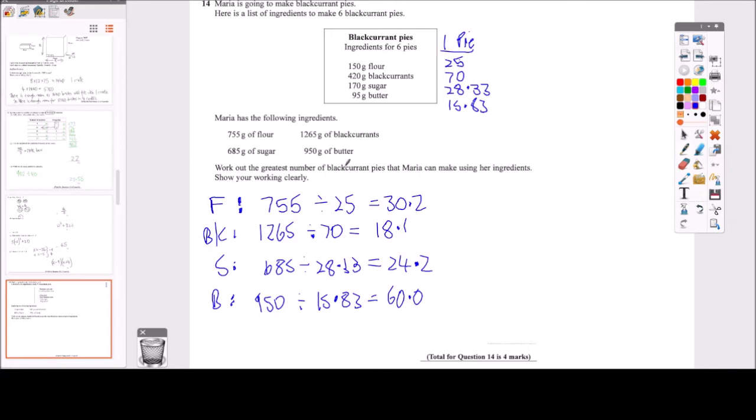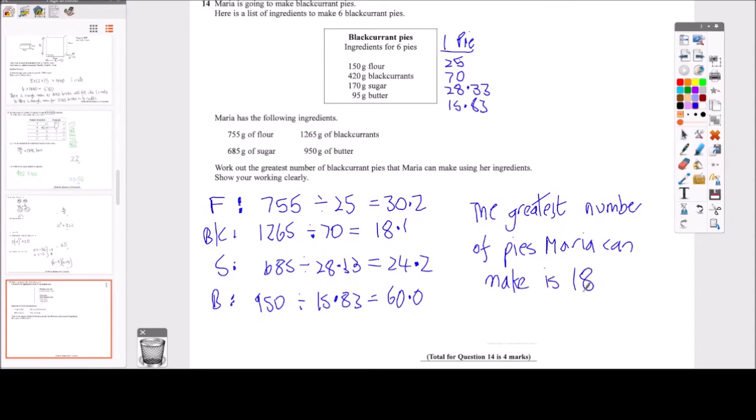So what's the greatest number of blackcurrant pies that Mireille could make? So the greatest number of pies Mireille can make is 18. Okay.